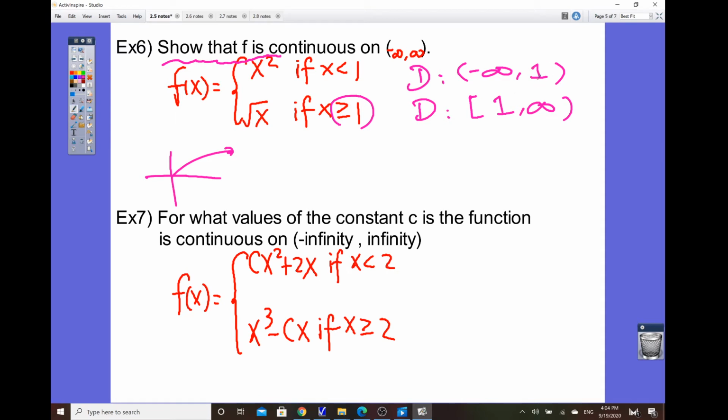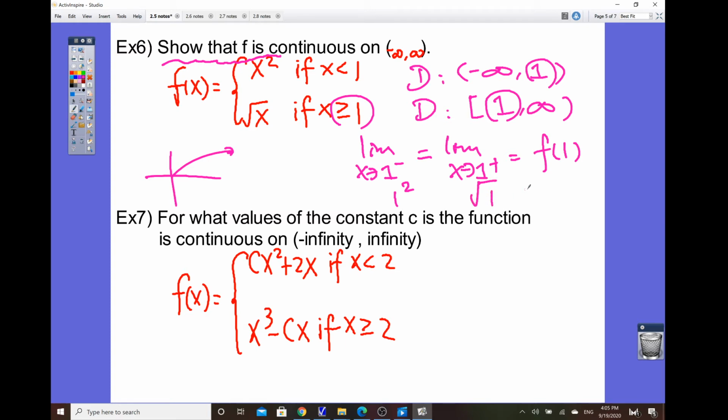But one of the critical positions we need to verify is the limit at 1. We need to show the limit as x goes to 1 from the left is the same as the limit from the right, and that it's the exact same as f of 1. That means the function is continuous at that position. The limit as x approaches 1 from the left, using the first piece, is 1 squared. The limit as x approaches 1 from the right is square root of 1. And f of 1 is defined. If you plug in the number, it's 1, square root of 1. Verify that it's all the same: 1 equals 1 equals 1.